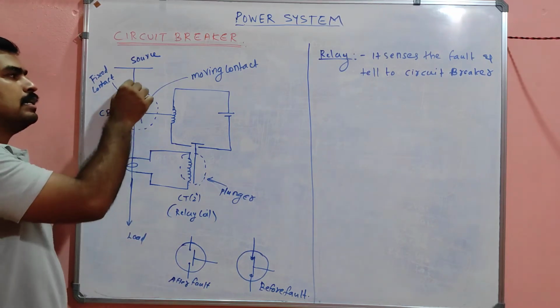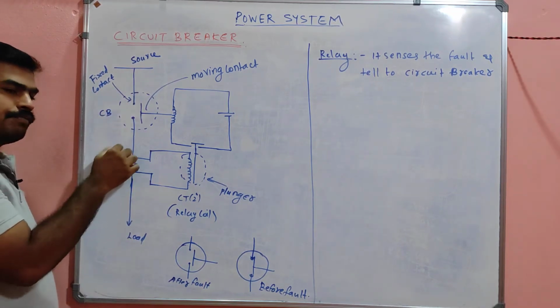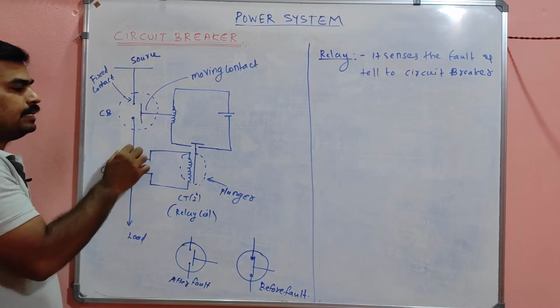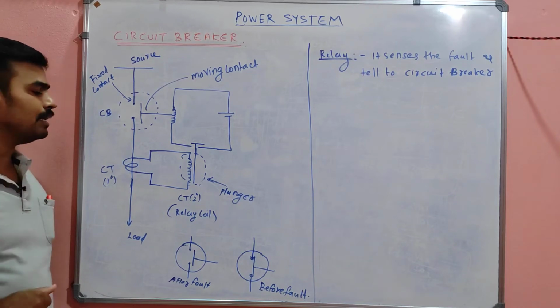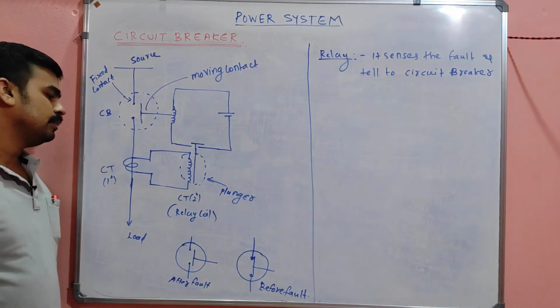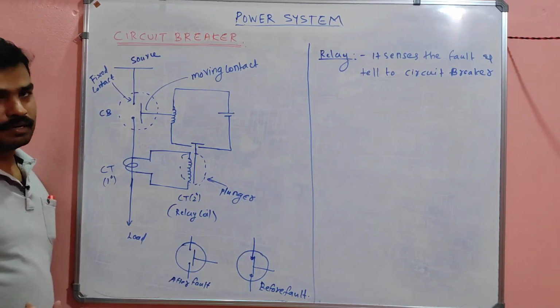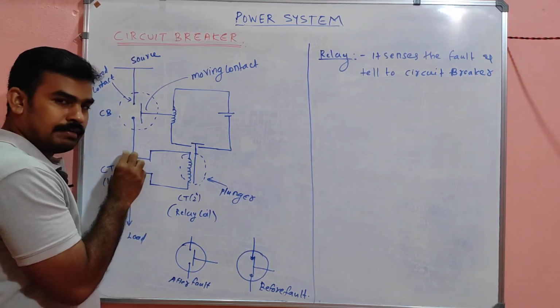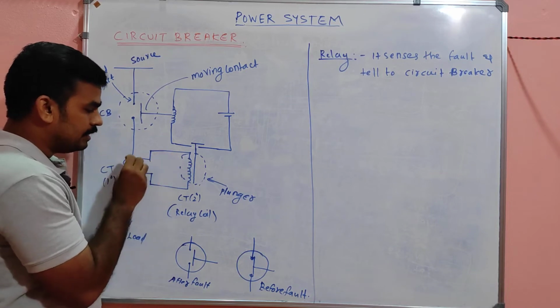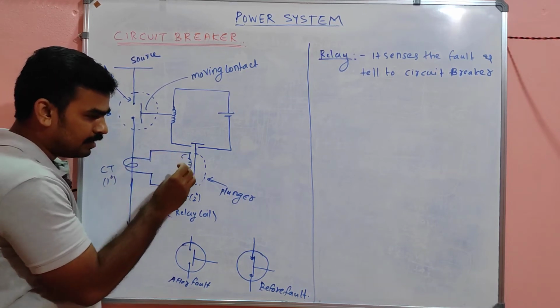So what happens if for any reason the current in the coil increases? Imagine that is a fault now. That is an undesirable condition. That's why it's called a fault. So what happened? The current transformer, this is the current transformer primary and this is the current transformer.